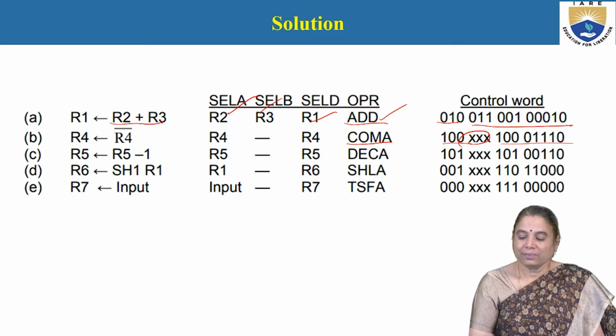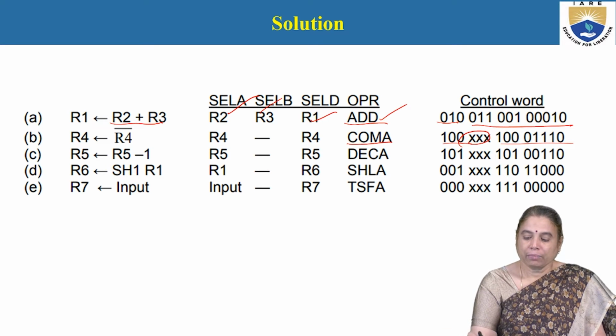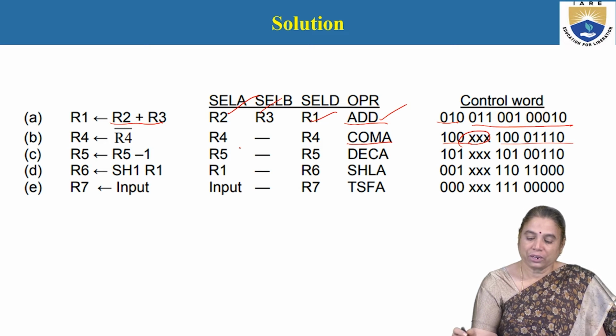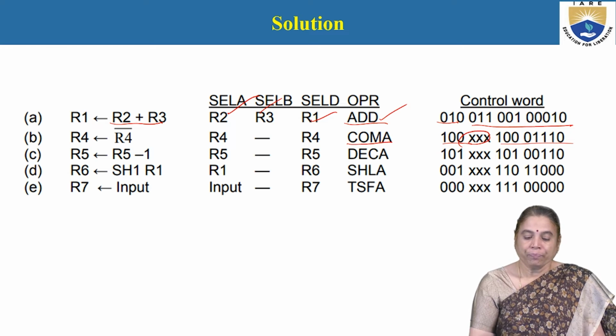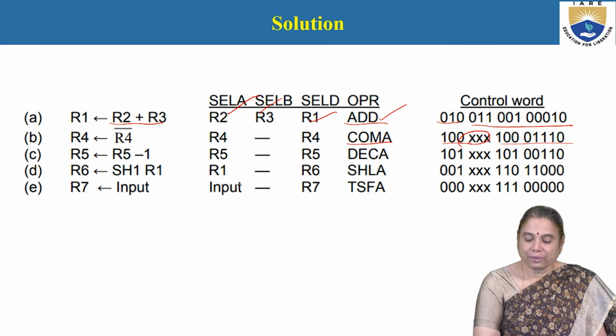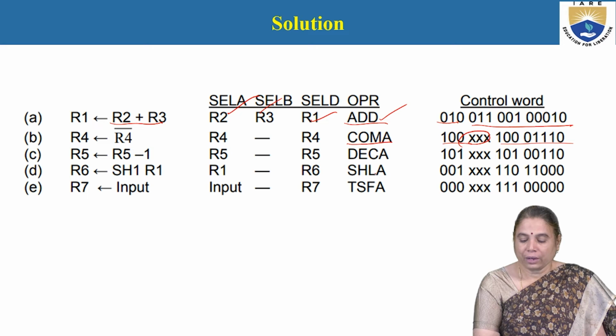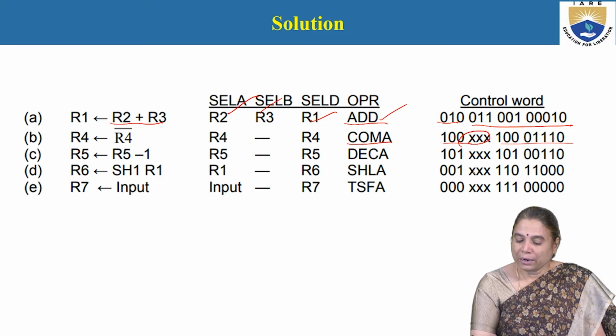Next operation is the decrement operation. Decrement operation can also be a register referenced instruction. And here the value of R5 can be decremented by 1 and moved to the same destination register R5. Next operation is SHL, the shift left operation. Here left shifting can be done on the memory word, so the control word starts with 001.